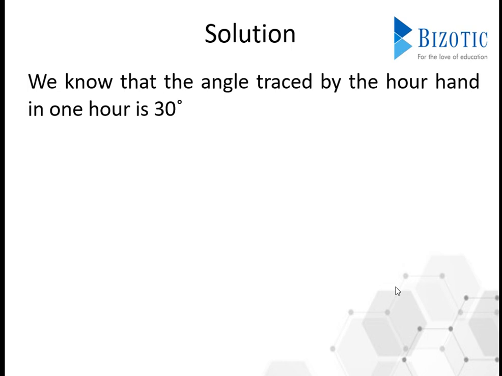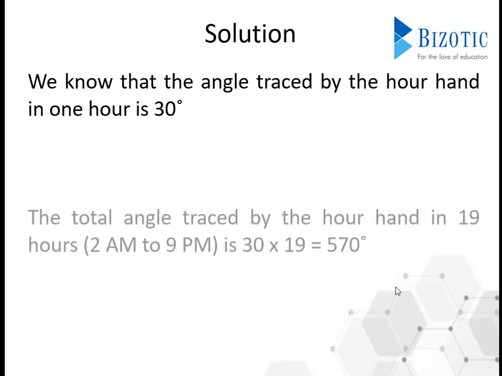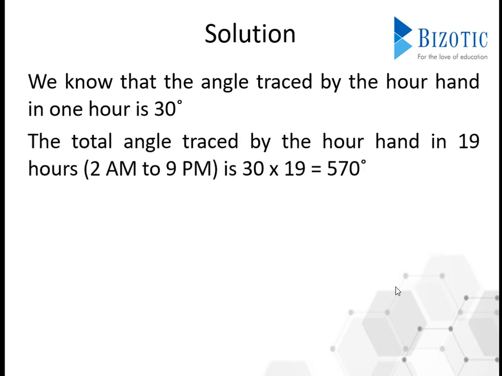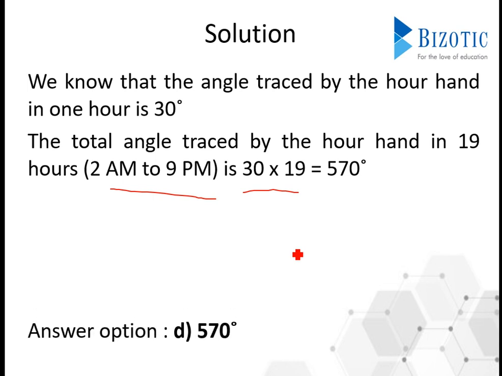We know that the angle traced by the hour hand in 1 hour is 30 degrees, and for 1 minute space it will be half a degree. So the total angle traced by the hour hand in 19 hours, from 2 a.m. to 2 p.m. will be 12, plus 2 to 9 will be 7, which is 12 plus 7, 19. 30 into 19 will be 570 degrees, and that will give you the right answer, option D, 570 degrees.